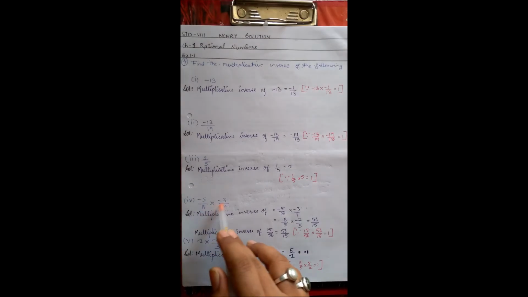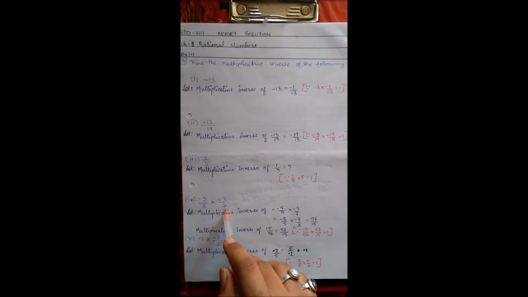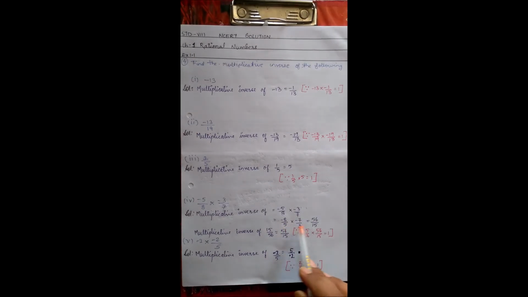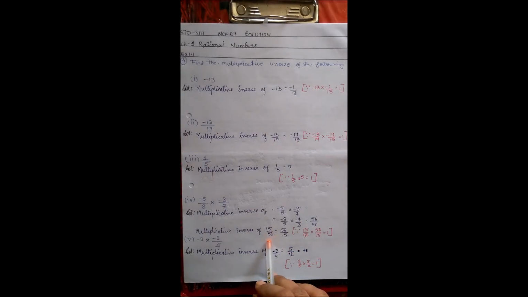Minus 5 upon 8 into minus 3 upon 7. So inverse is minus 8 upon 5 into minus 7 upon 3. So 8 sevens are 56 and 5 threes are 15. So 15 upon 56. Inverse is 56 upon 15.